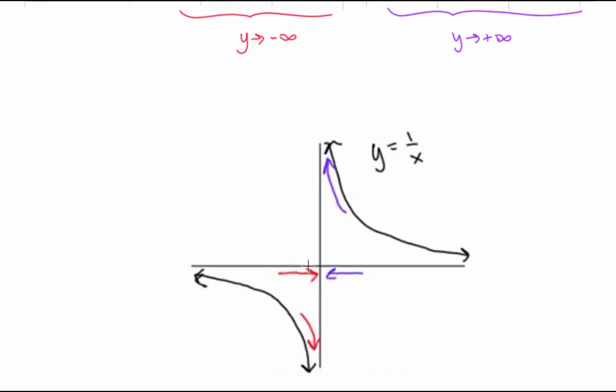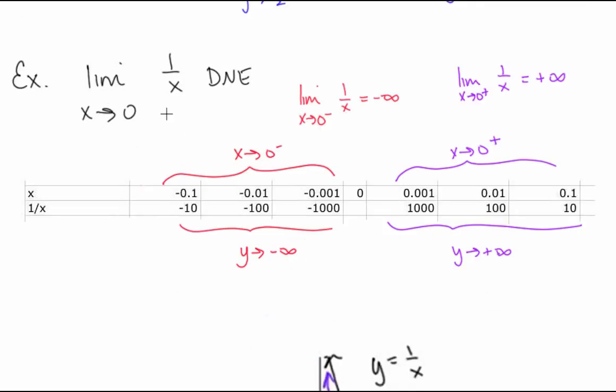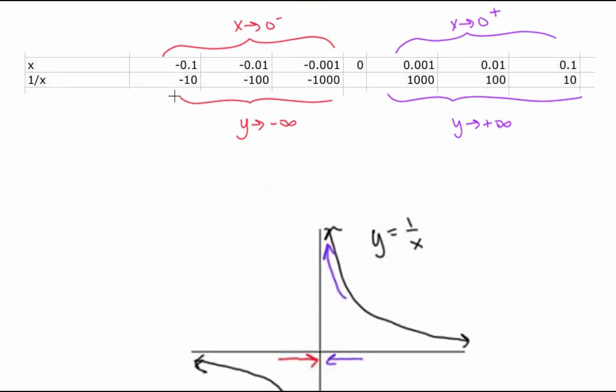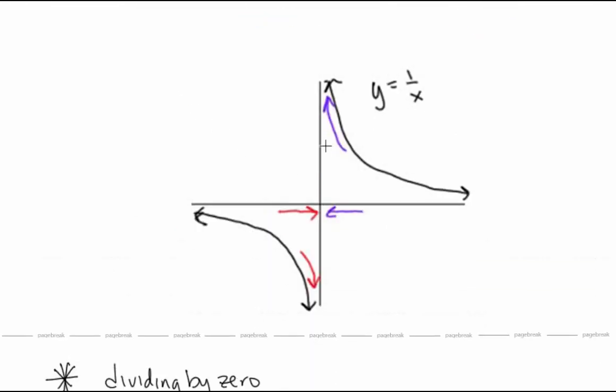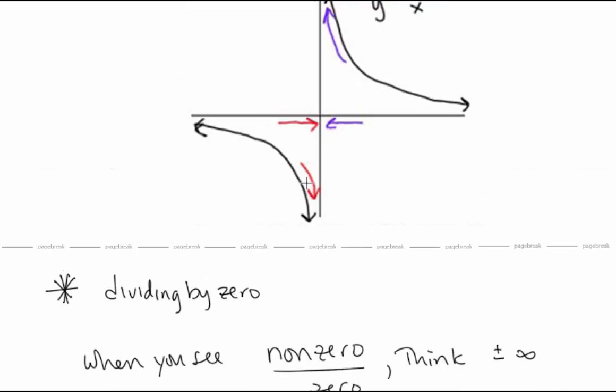Now, this gives us great insight, though, into this idea of dividing by 0. Because that's what we're talking about here when we talk about this limit. As x goes to 0, we're looking at 1 over x. So whenever we come across calculations where it looks like we might be dividing by 0, really what's happening is that we have limits going on, and that the behavior is going to be infinite as long as we have non-zero over 0. So I want to be specific about this. Whenever you see a non-zero over 0, you should be thinking about positive or negative infinity. You should be thinking about infinite behavior because this is the kind of thing that's going on.